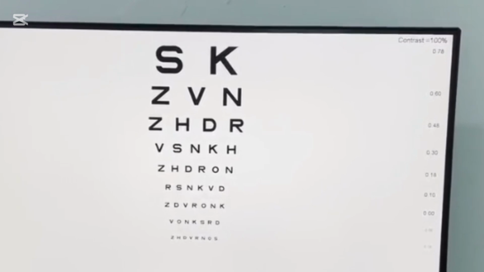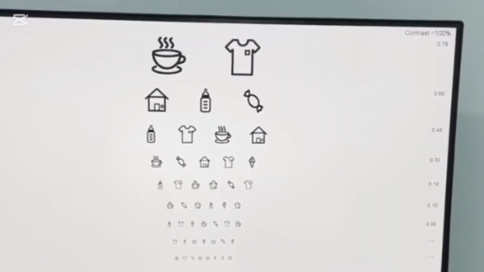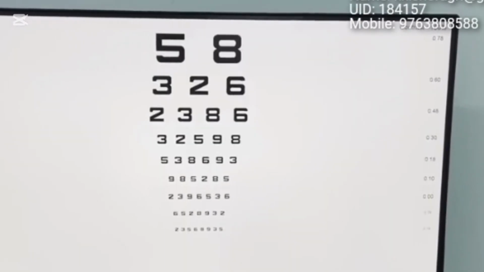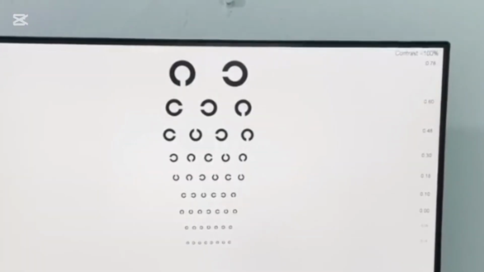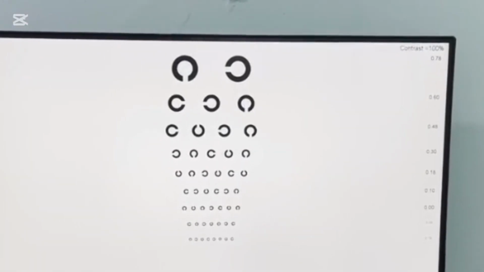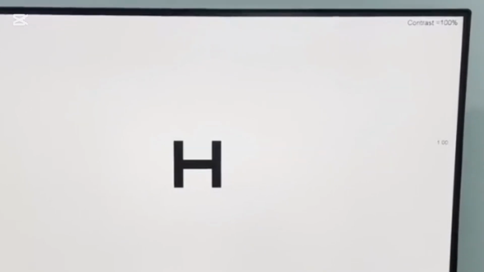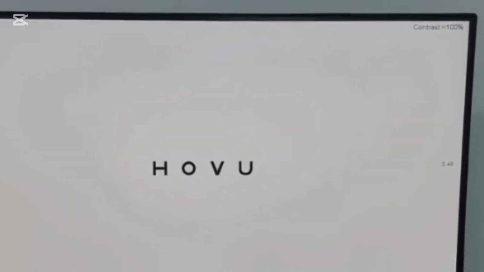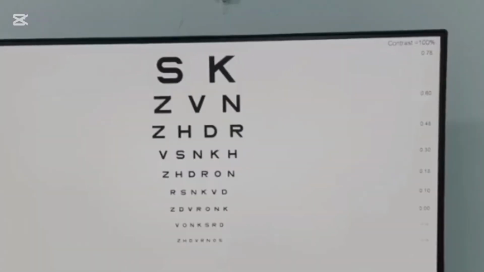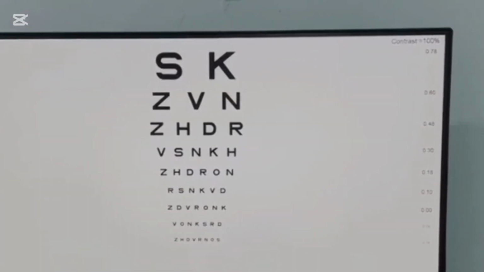It consists of a series of black capital letters on a white board arranged in lines, each progressively diminishing in size. The letters of the top line of Snellen's chart should be read clearly at a distance of 60 meters. Similarly, the letters in the subsequent lines should be read from a distance of 36, 24, 18, 12, 9, 6 and 5 meters respectively by a person with normal vision.